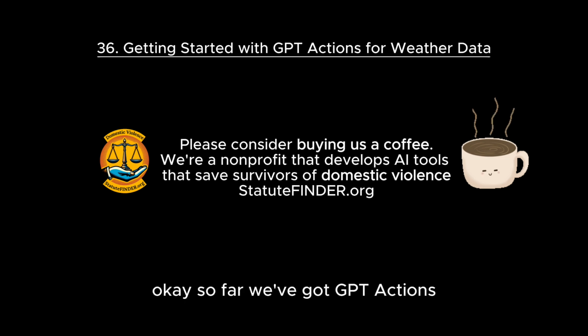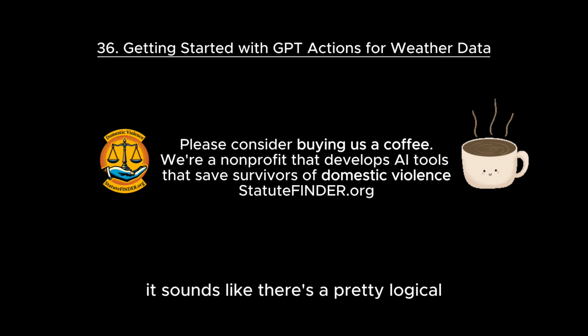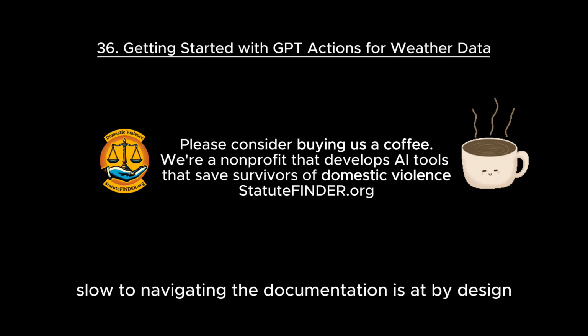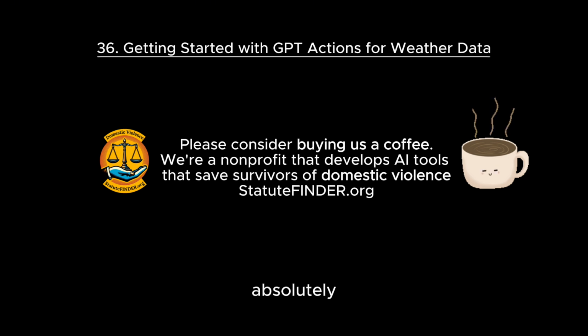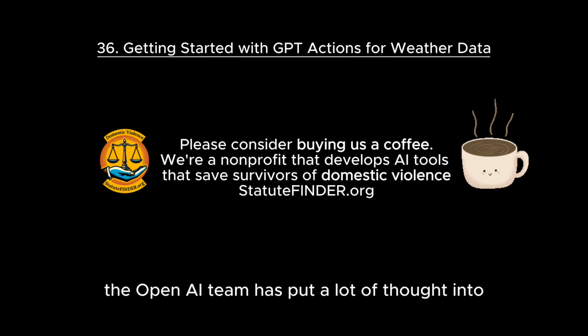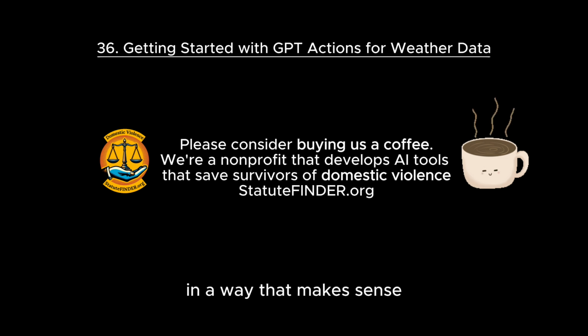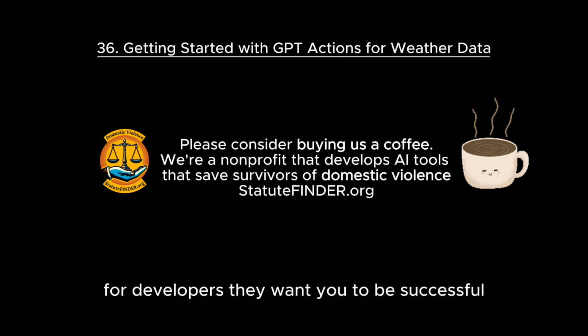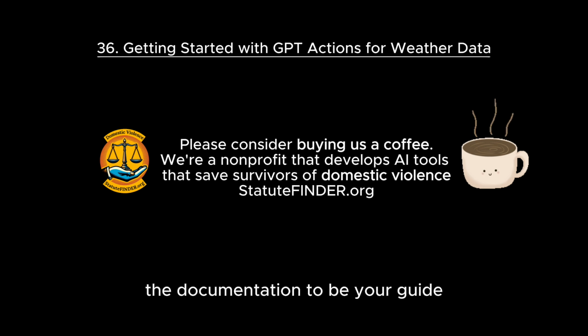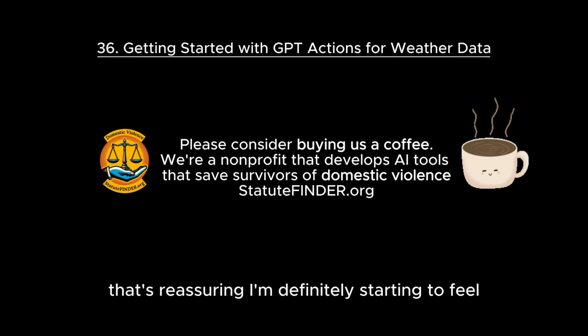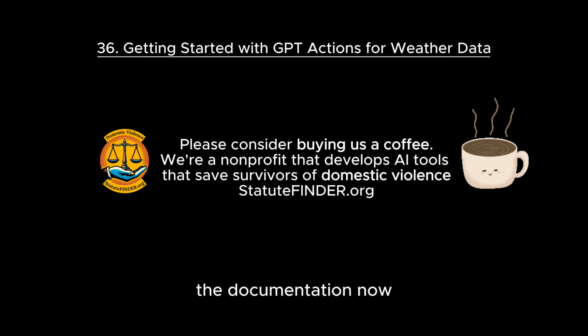Okay. So far, we've got GPT actions, API reference, authentication. It sounds like there's a pretty logical flow to navigating the documentation. Is that by design? Absolutely. The OpenAI team has put a lot of thought into structuring the documentation in a way that makes sense for developers. They want you to be successful, and they've designed the documentation to be your guide every step of the way. Well, that's reassuring. I'm definitely starting to feel a lot less intimidated by the documentation now.